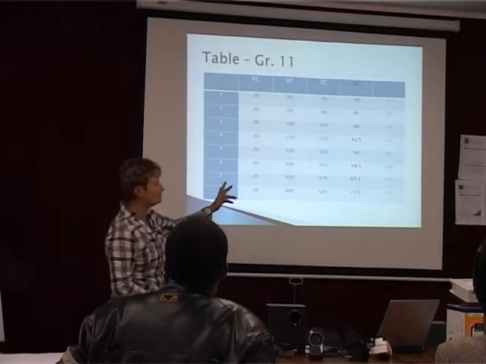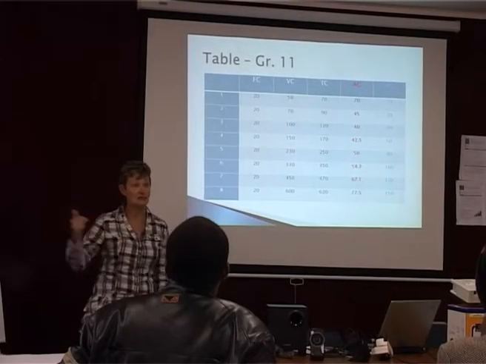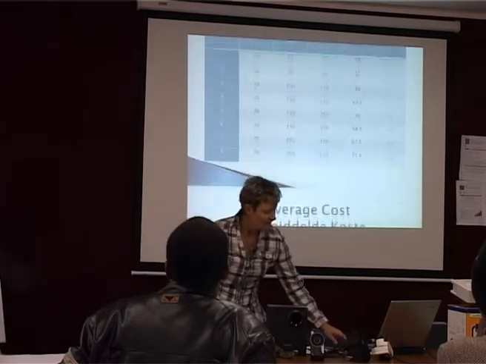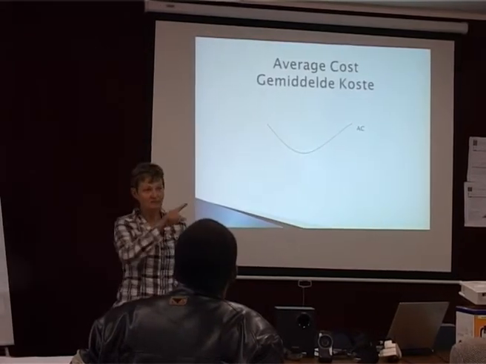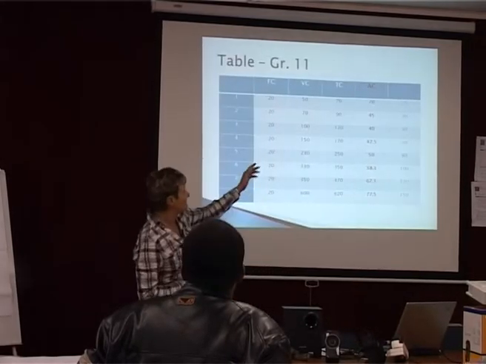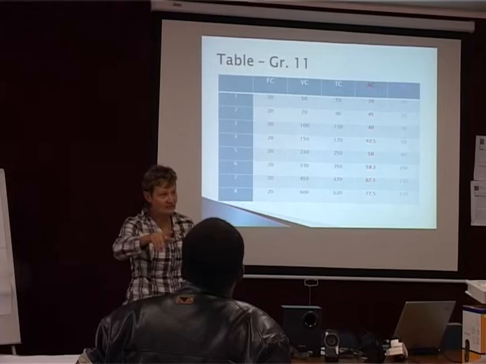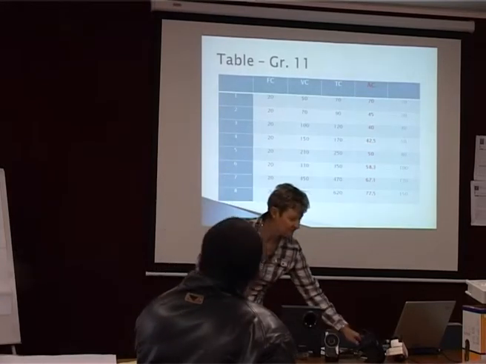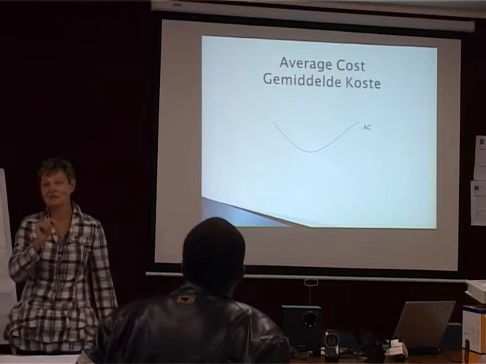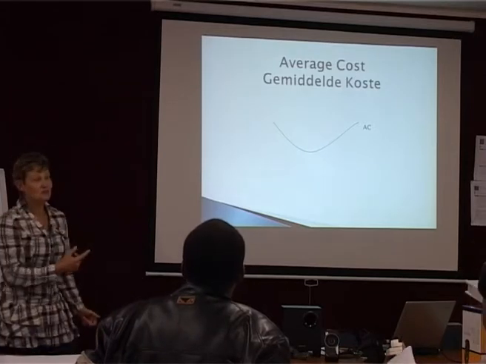Now, if you look at the last two columns, those are the ones we are going to use: the average cost and the marginal cost. The average cost, if you look at the figures, you'll see 70, then it goes down to 40, and then it goes up again. So in the end, it looks like the smiley face, like Irma also said. For the Afrikaans people, it's easy.